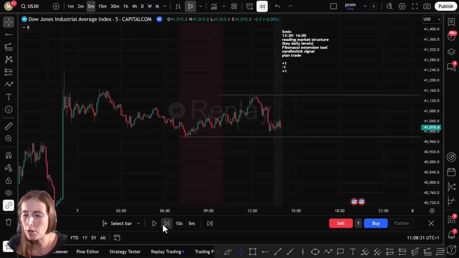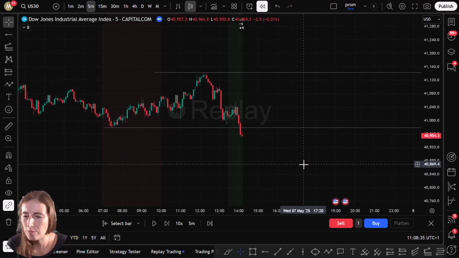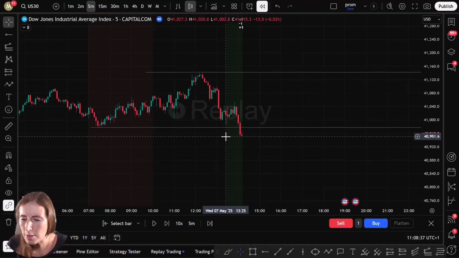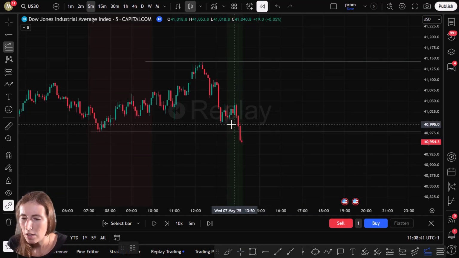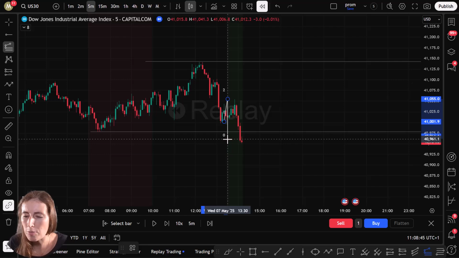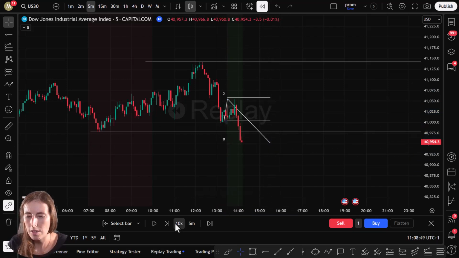Okay, so New York's opened and we're breaking the low of the day. We could use this pullback here that we had during the New York session for the extension tool. So I'm just going from the half one candlestick to the high there. Let's see if we get some kind of pattern.